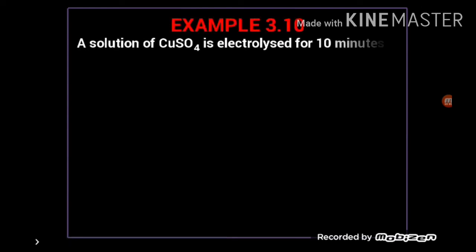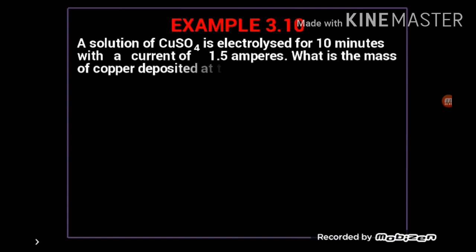Example 3.10: A solution of copper sulfate is electrolyzed for 10 minutes with a current of 1.5 ampere. What is the mass of copper deposited at the cathode? So dear students, see here the values which are given: first, time is given, that is 10 minutes, and second is current, 1.5 ampere. Current means I. So the value of time and the value of current are given, and we have to calculate the mass of copper deposited.